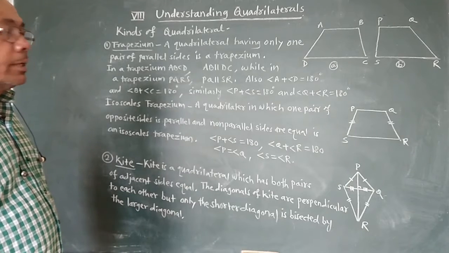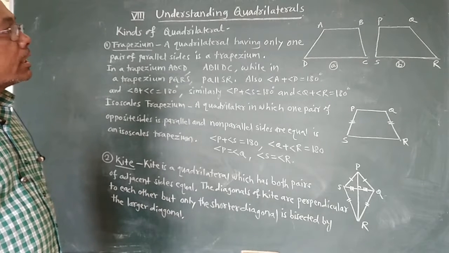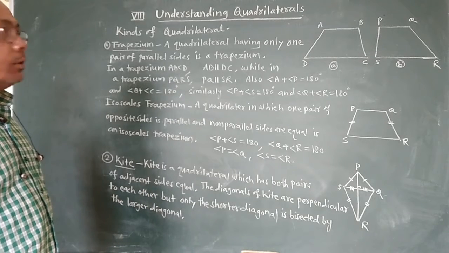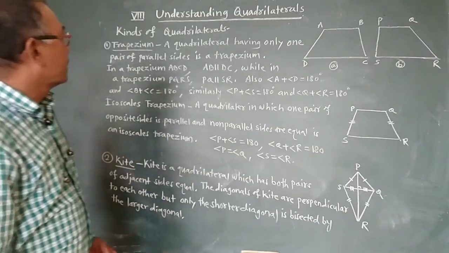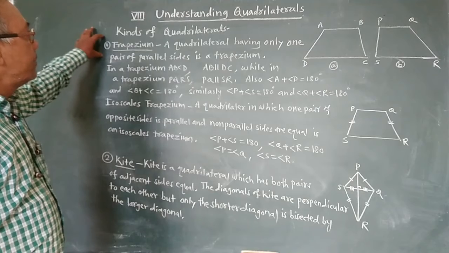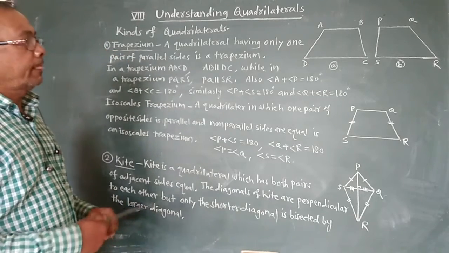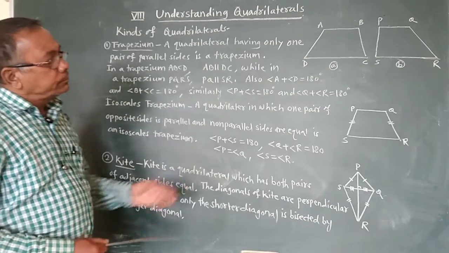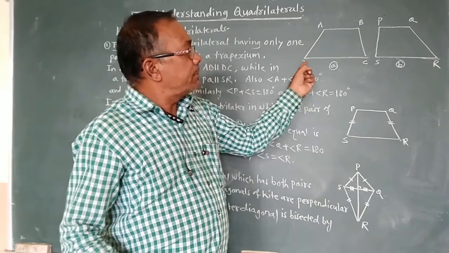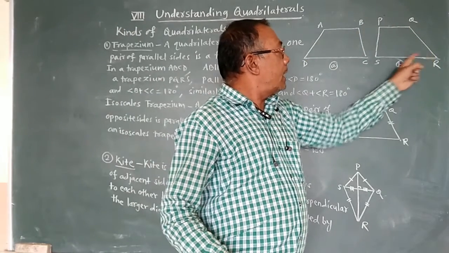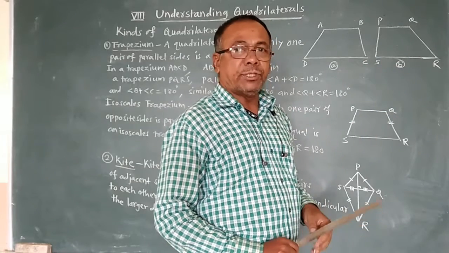So, our next part of understanding quadrilaterals is kinds of quadrilaterals. The first type or kind of quadrilateral is a trapezium. Here, ABCD, similarly PQRS. These two figures are of a trapezium.